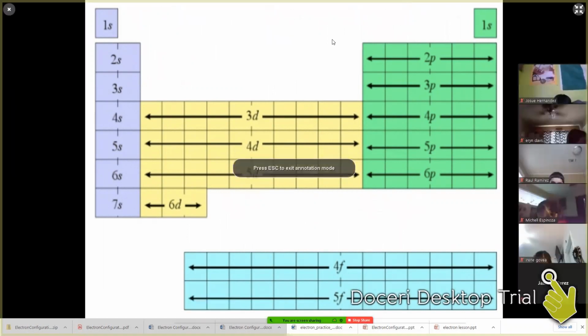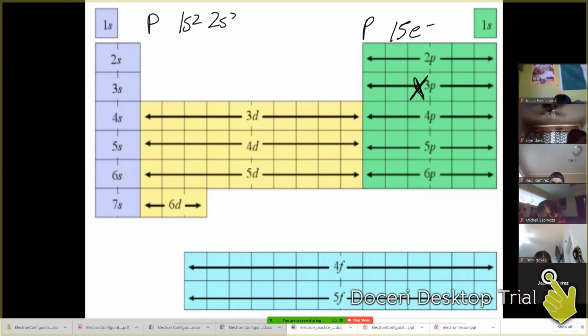All right, so we'll look at phosphorus, which is right here. I'm going to start off and draw the configuration for phosphorus. How many electrons does it have? 15 electrons. So 1s2, 2s2, 2p6, 3s2, 3p3. That would be my configuration for phosphorus.